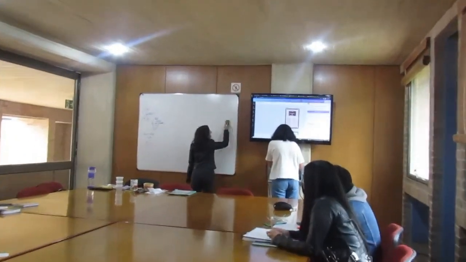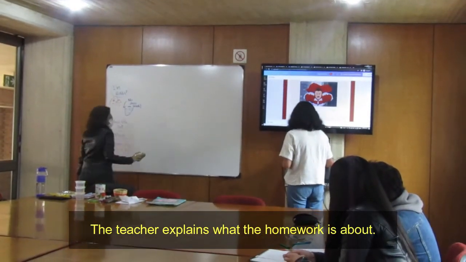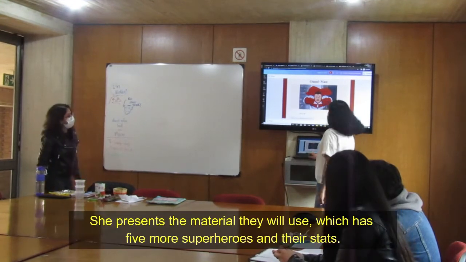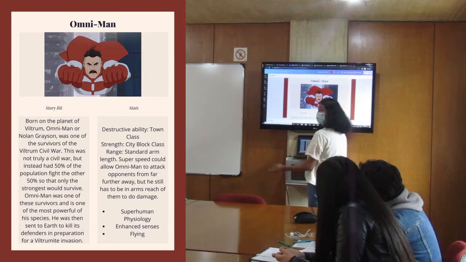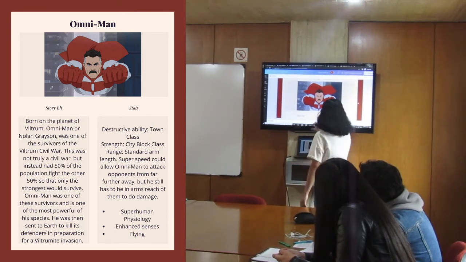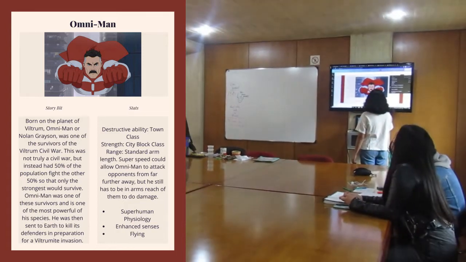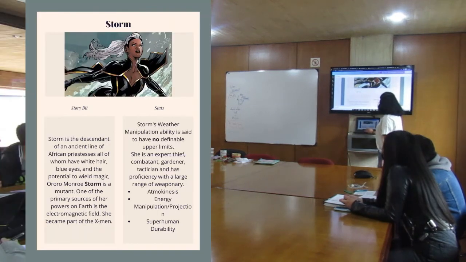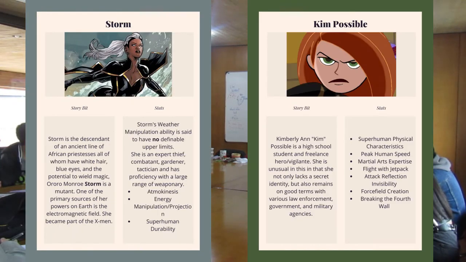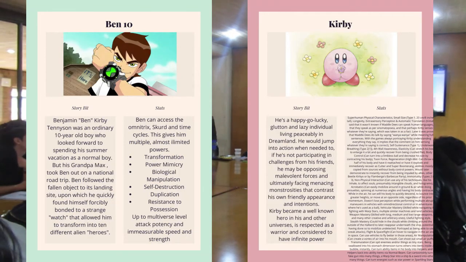Alright, so basically what we're going to be giving you all is this infographic that has five other heroes. We have Omni-Man and their stats, a little bit of story about them. Stats: how fast they are, how strong they are, some superpowers. Storm from the X-Men, we have Kim Possible, we have Ben 10 or Ben Tennyson, and we have Kirby.